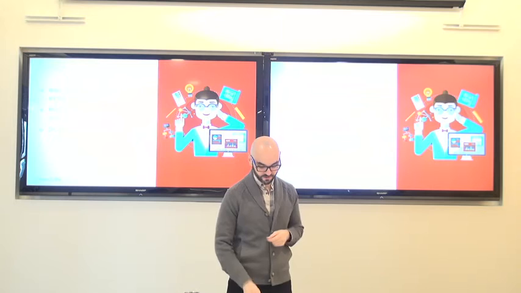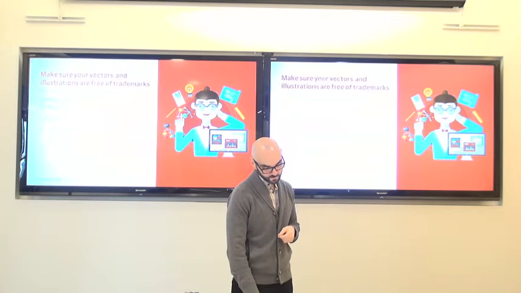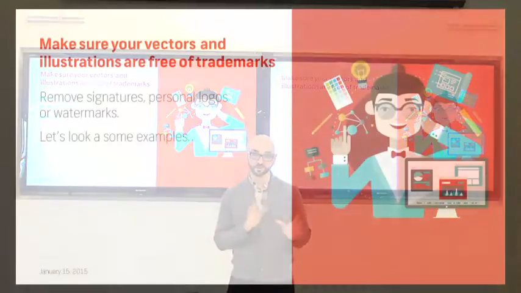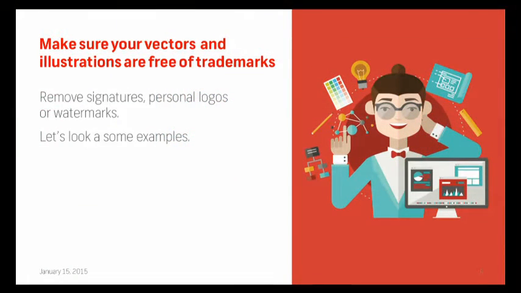So let's dive into this a little bit further. First of all, for trademark issues, there's a few things we look for in both illustrations and vectors. For vectors or illustrations, you need to remove any personal logos or signatures from your artwork. We can't accept any artwork that has a personal logo or a signature, because essentially that is your trademark, that's your design, and our customers can't license your images if it contains those things.